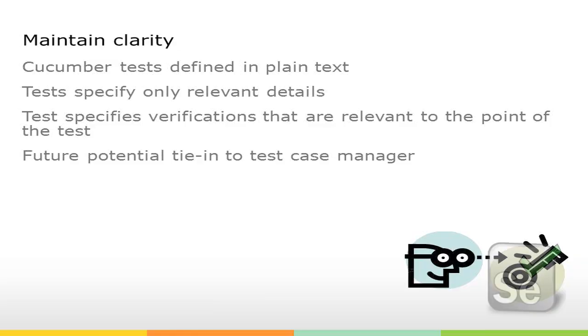Now, our last goal was really maintaining the clarity of our tests. The Cucumber tests are defined in plain text so that anybody can go in and read them and see what's going on. Our tests only specify the relevant details. A patient with an allergy rather than John Smith who is allergic to shellfish. That helps keep things focused on the point of the test.